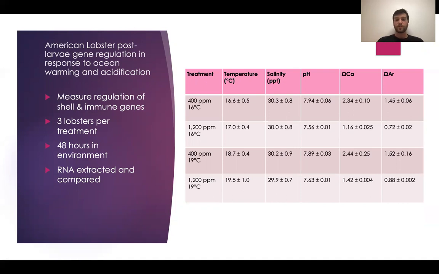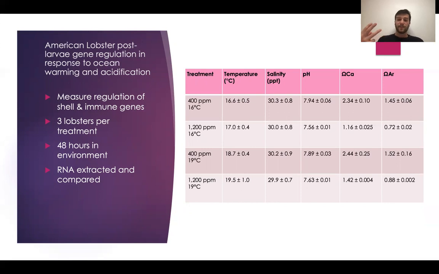The row below it shows an increased level of carbon in the water. The row below that, second to the bottom, has a controlled carbon, but a high temperature of 19 degrees Celsius. Then the last row has increased carbon in the water and increased temperature.